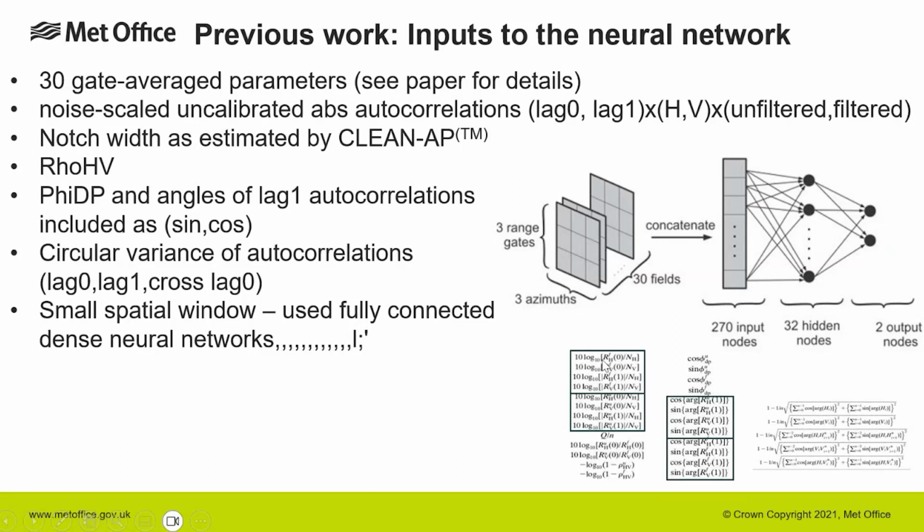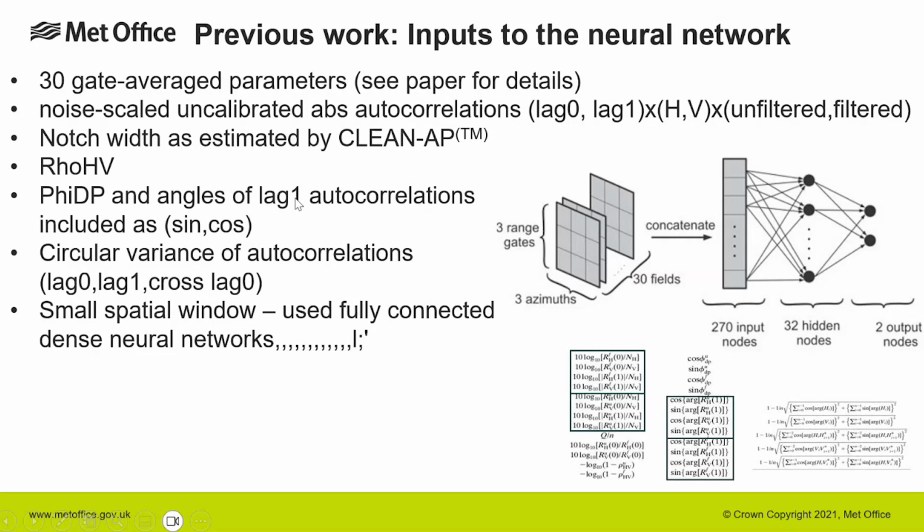You don't really need to worry about the details, but generally it's about using the uncalibrated absolute autocorrelations for lag 0 and lag 1, both in H and V, and then the unfiltered and filtered versions. An estimate of the notch width by CleanAP, the values of ρHV for unfiltered and filtered, and then you have angles like phi dp, or the angles for the lag 1 autocorrelations.